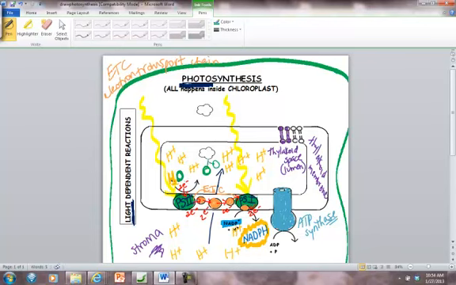So oxygens combine together. Oxygen is a very reactive molecule. It doesn't ever stay by itself. I'm going to combine 2 together. They're going to buddy up and make oxygen, O2, an oxygen gas molecule. That's why we kind of put a little cloud there. And that's one of our products of photosynthesis.